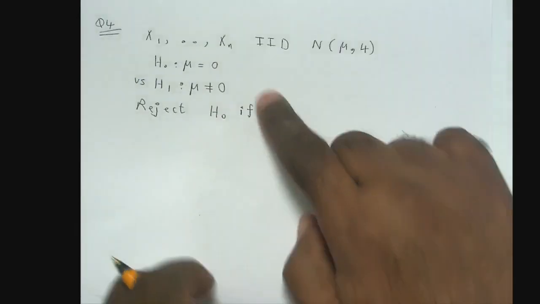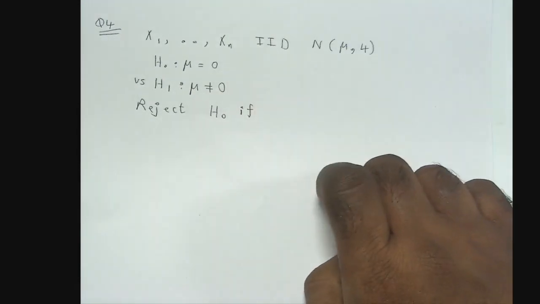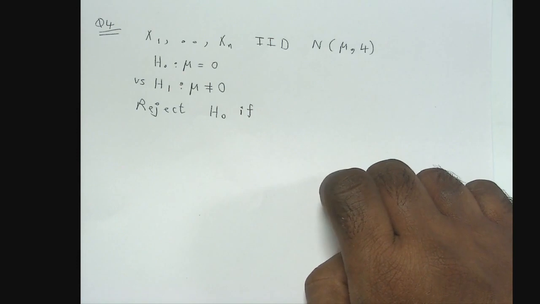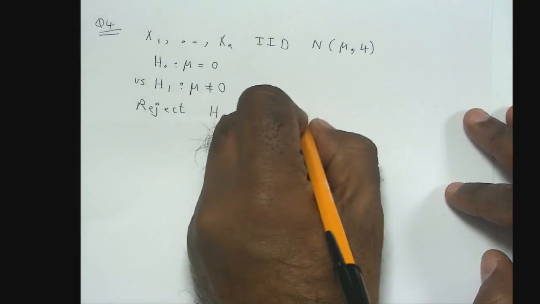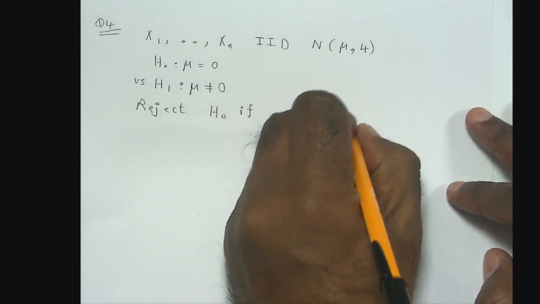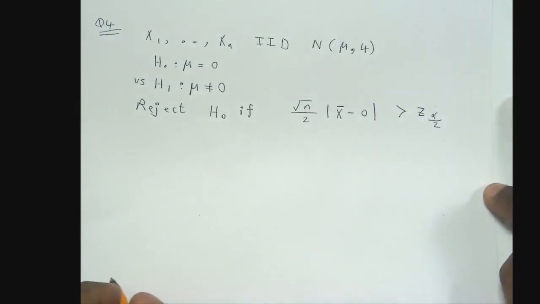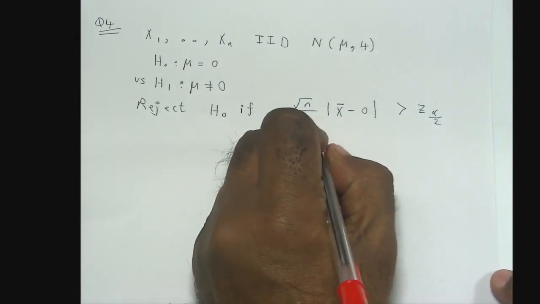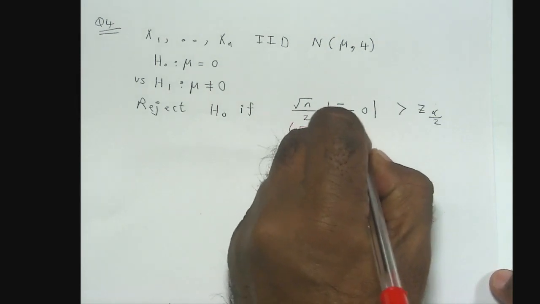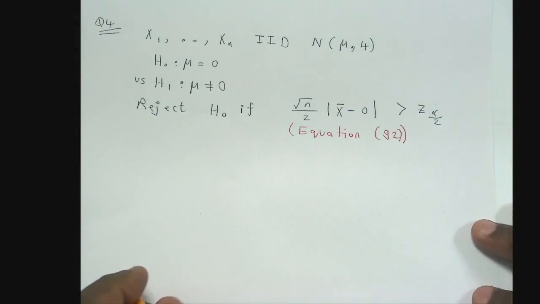All right, guys. In this case, what would be the rejection rule? Here you are testing for mu equal to 0 versus not equal to. So the rejection rule would be, if you look at the lecture notes, it's kind of obvious. It will be this one, right? This is equation 92 in the notes.